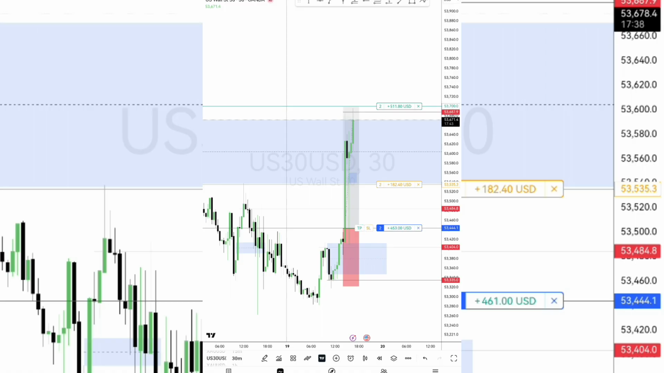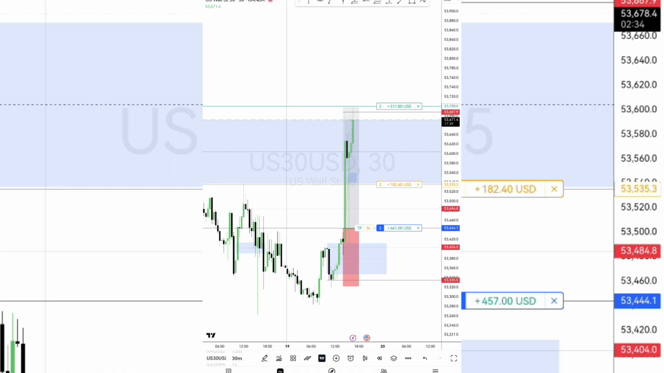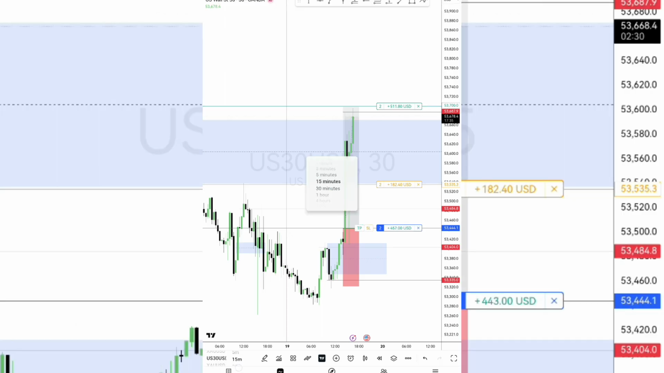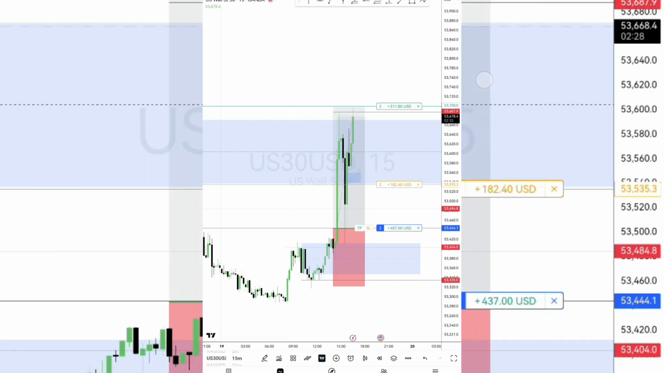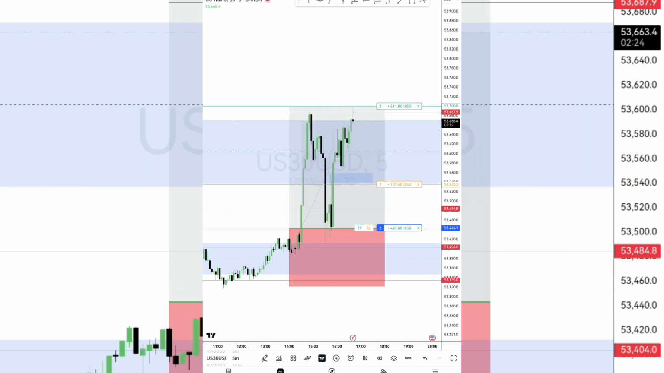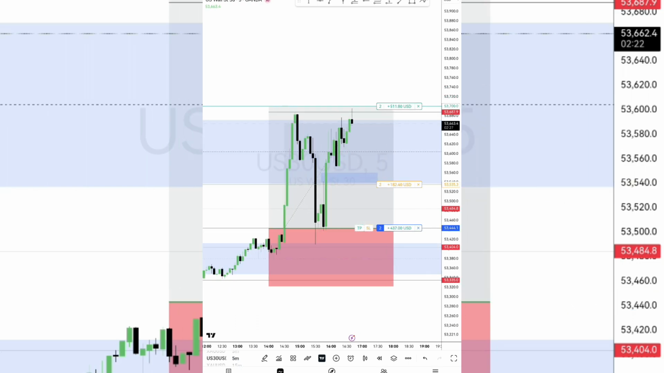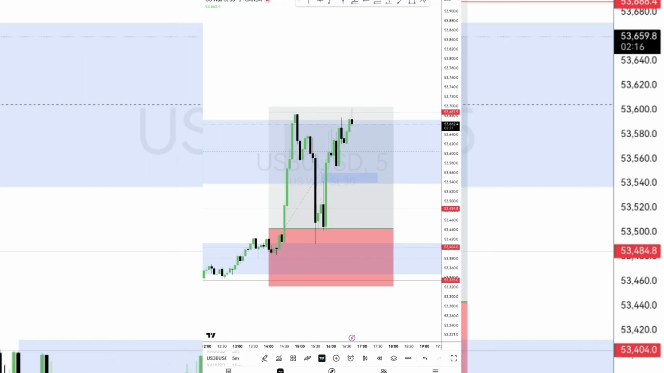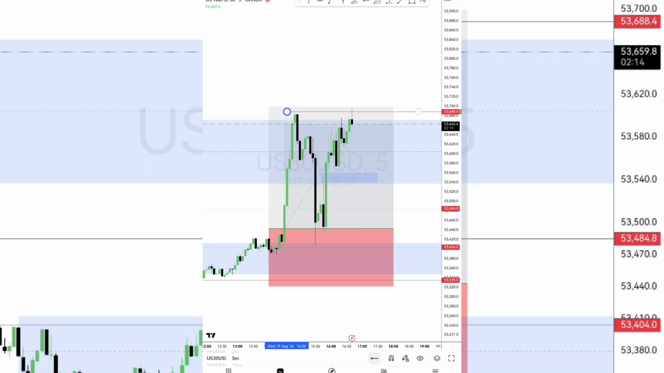Okay, this is the part where I want to manually close. We took out that high. Price has not done anything crazy yet, but we hit the high that I was expecting price to go to, which is this high.